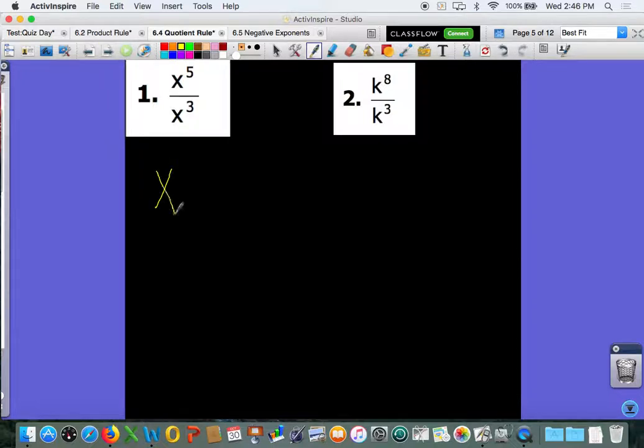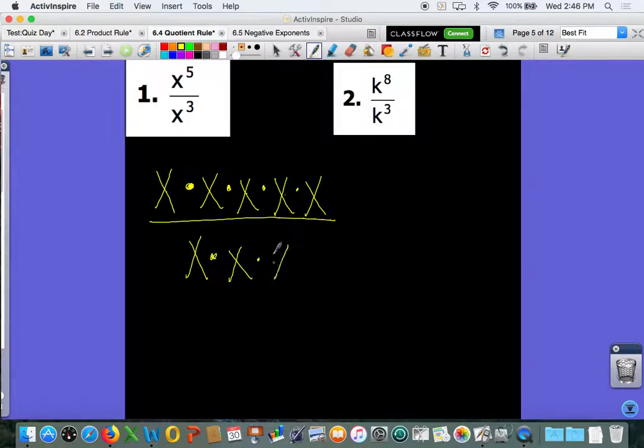Now remember, whenever we have a variable raised to a power, that is telling us how many times we're multiplying that variable by itself. Same goes for numbers raised to a power. So I've got x to the 5th on top, so I have 1, 2, 3, 4, 5 x's on top. I have x to the 3rd on bottom, so I have 1, 2, 3 x's on bottom. Now, anything over itself equals 1.